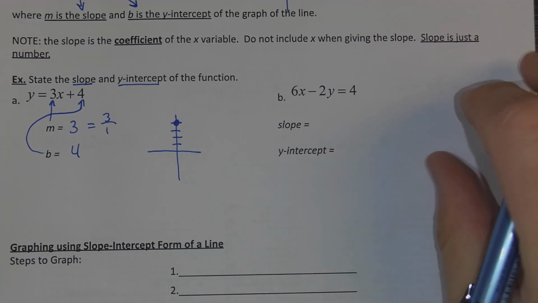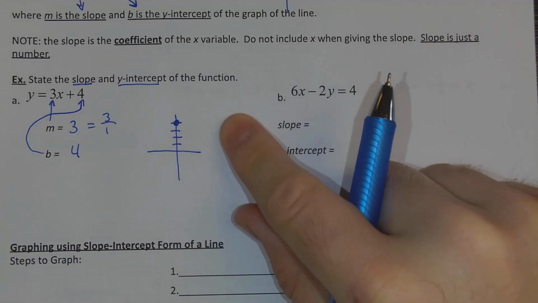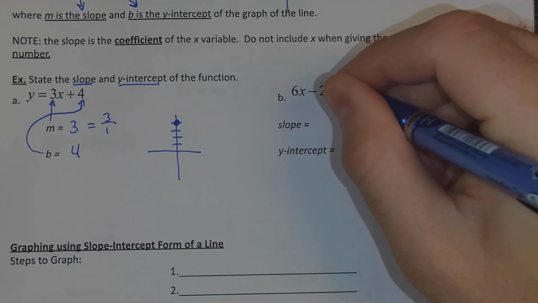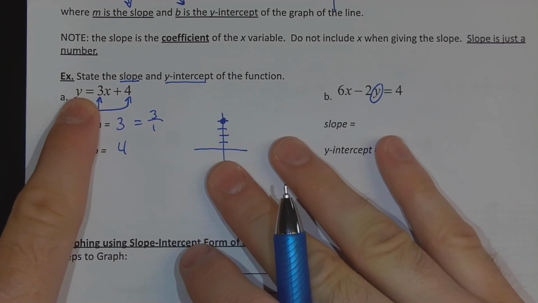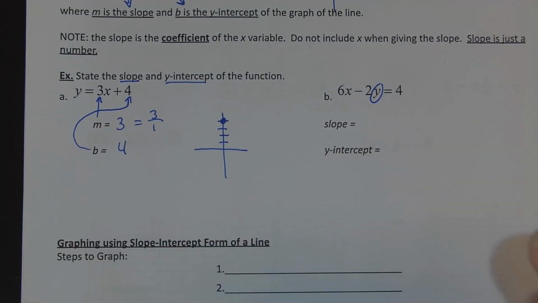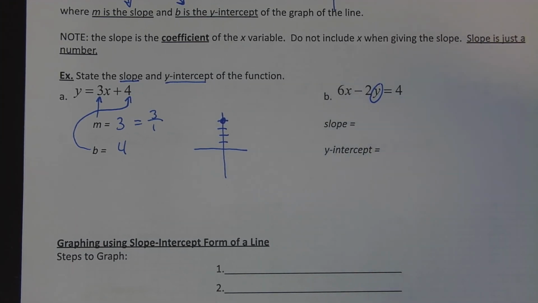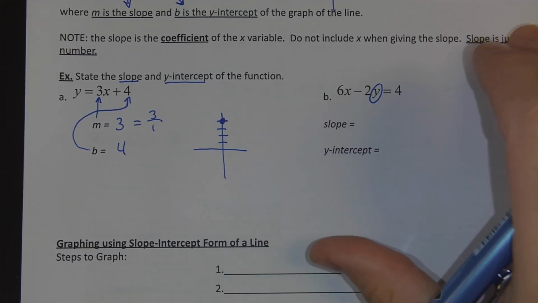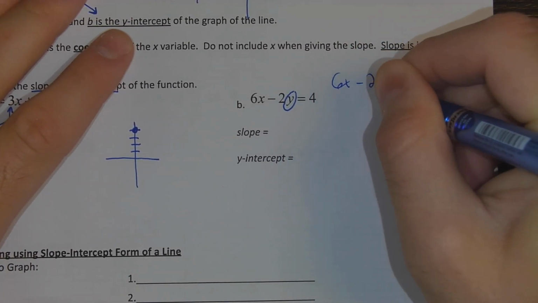The second equation, 6x minus 2y equals 4, is currently not in slope-intercept form. How you know is that y isn't by itself. Like over here, y was by itself, so we can get started right away with finding slope and y-intercept. In this case, we have to solve for y first, or write y as a function of x. Then we're going to identify the slope and y-intercept. So steps to solve. I'm going to rewrite it over here so I have more room.